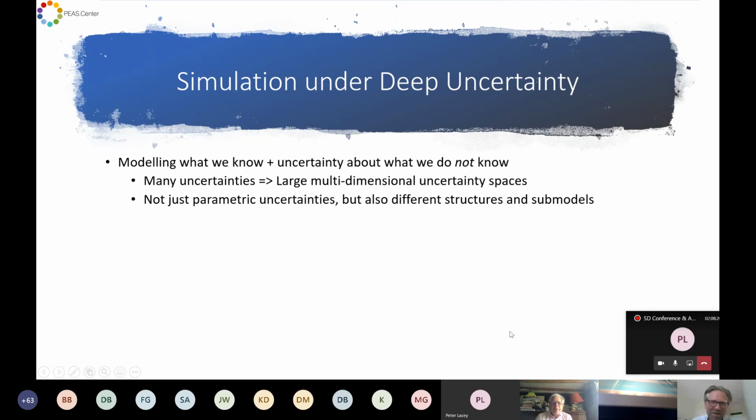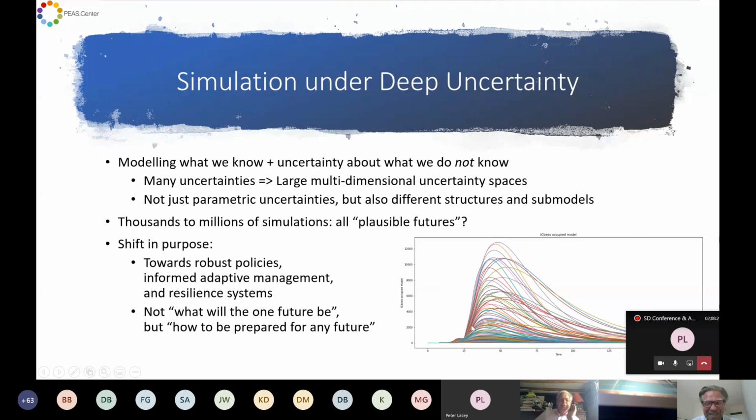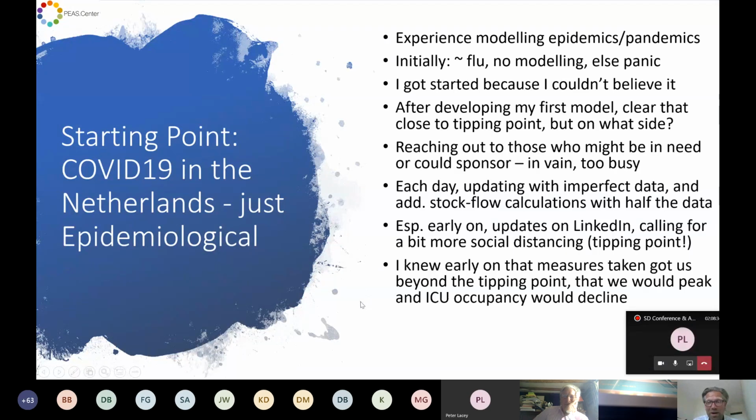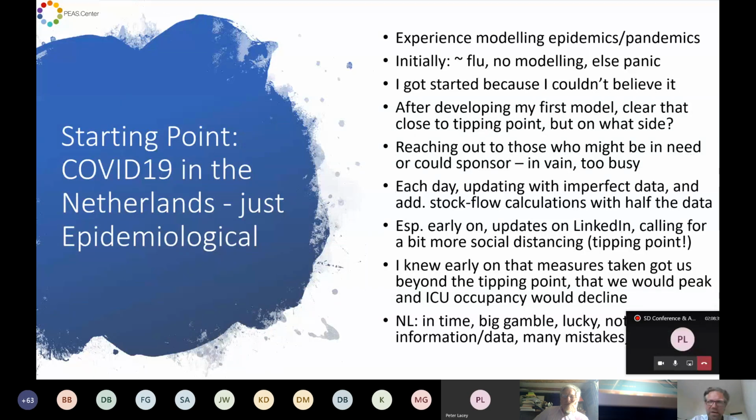Simulation under uncertainty. So basically, we do sensitivity analysis, but not to test the sensitivity of a model, but really to figure out what the potential futures might be. In the case of the Netherlands, I started really with the epidemiological modeling, and I followed everything on a day-to-day basis. But data was really an issue.